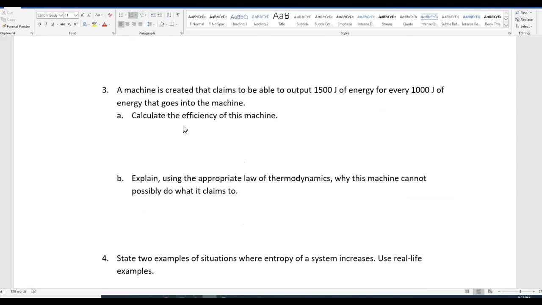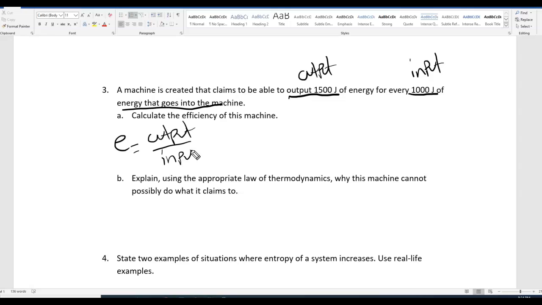Question 3 says a machine is created that claims to be able to output 1500 joules of energy for every 1000 joules of energy that goes into the machine. So this is obviously the output, and it says that this is the amount of energy that goes into the machine, 1000 joules. Okay, so this would be the input. Okay, so the first thing we're going to do is calculate the efficiency, which is output over input, times 100. So the output is 1500 joules.